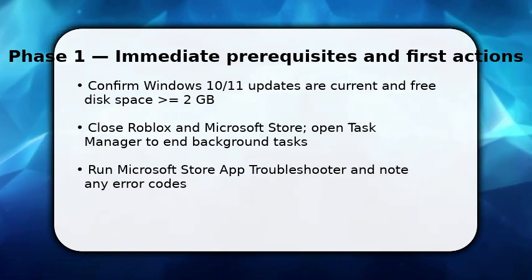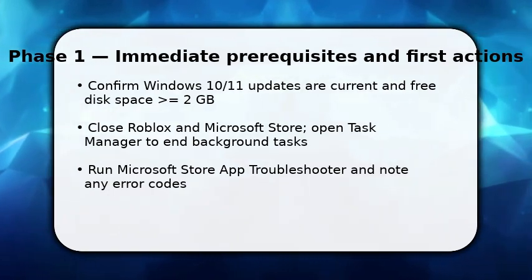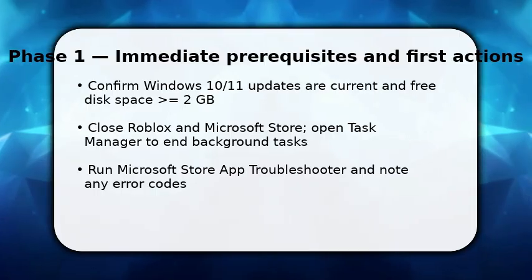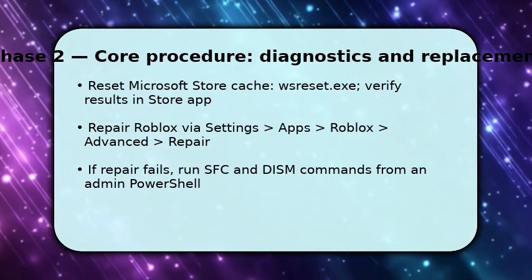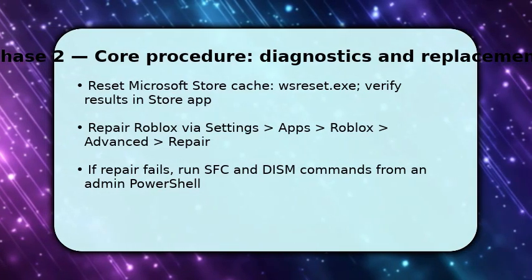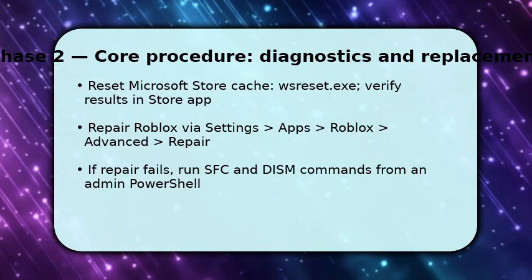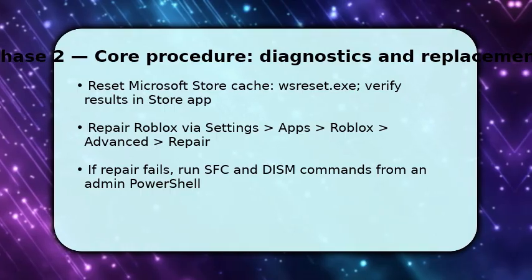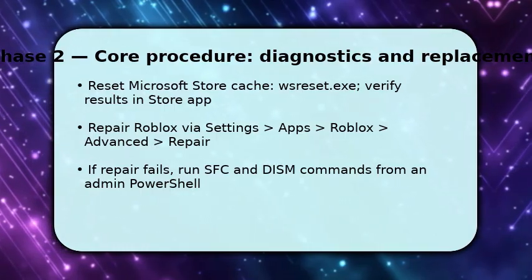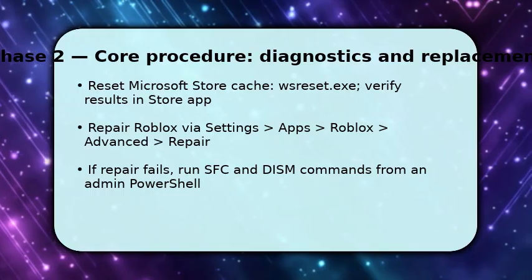You now repair the app ecosystem. Run WSReset.exe to clear the Microsoft Store cache, because corrupted cache blocks downloads. Once done, open Settings, go to Apps, find Roblox, choose Advanced Options and select Repair. This fixes corrupted app data without losing settings.